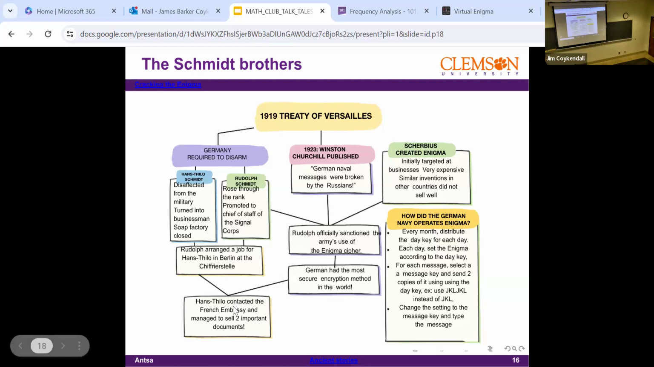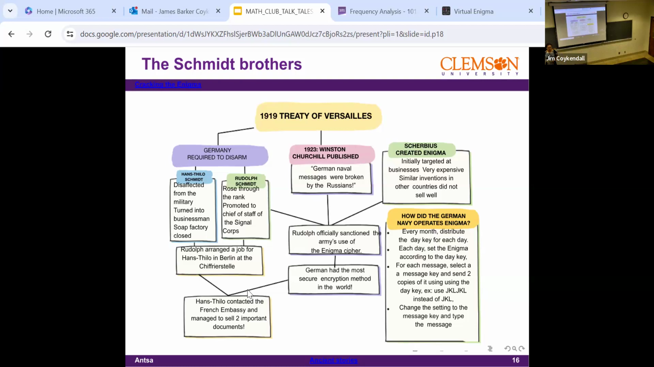Hans Thilo had that job at the cipher office, but remember, he was discharged from the military, so it's like, guess what? Germany doesn't like me. If not, they should have kept me in the military. So he contacted the French embassy, and he went there and said, hey, I have the secret about your strong encryption. I am gonna sell it to you.